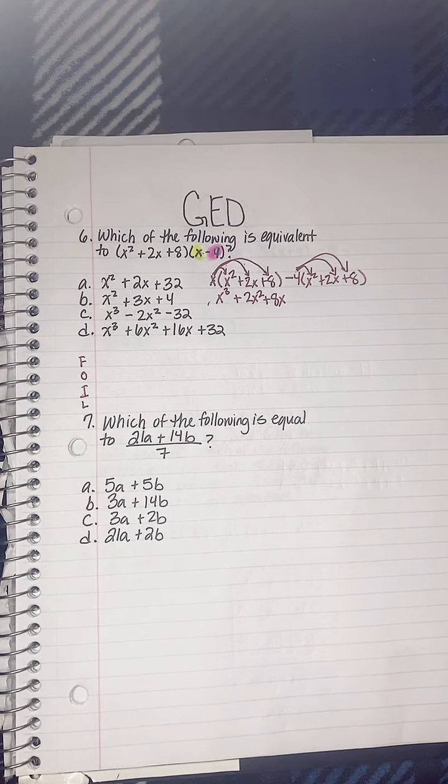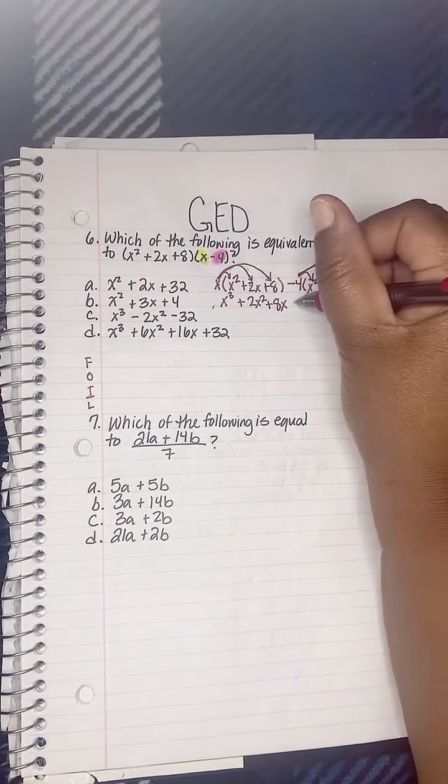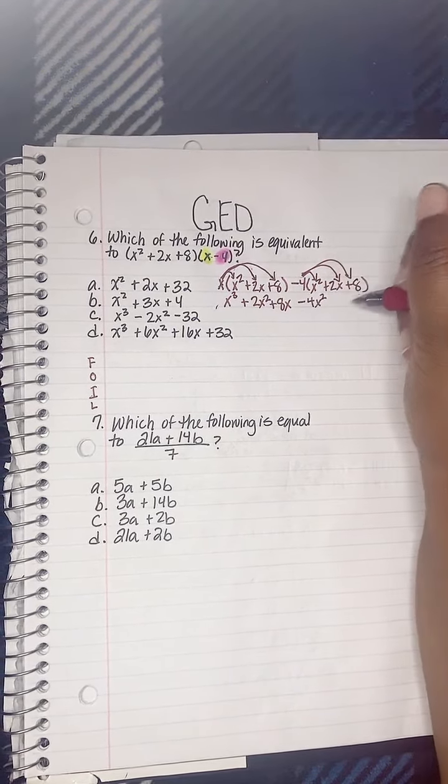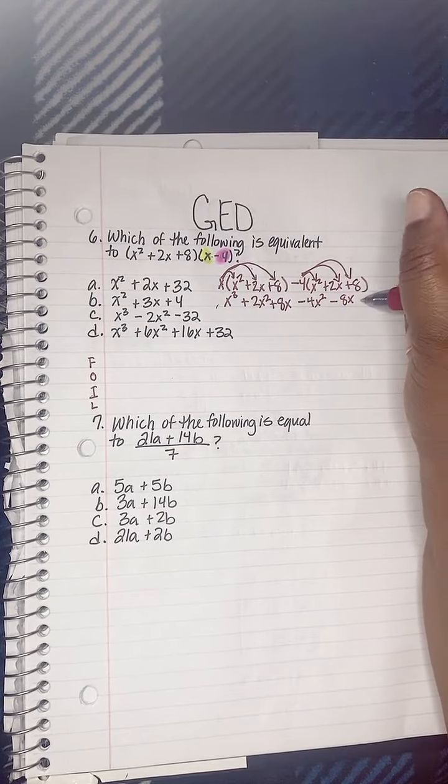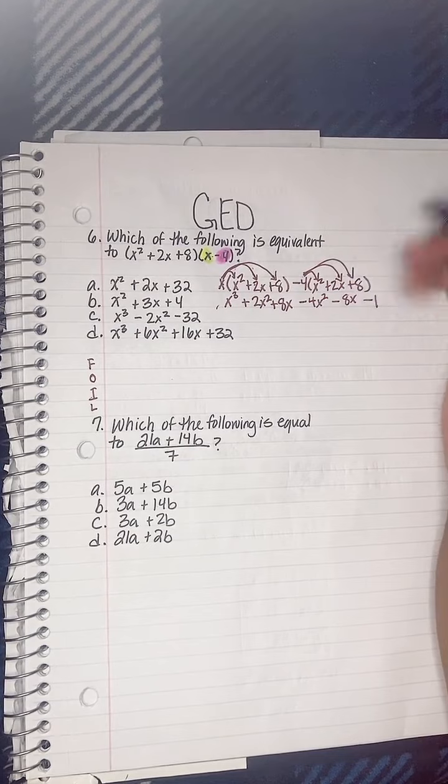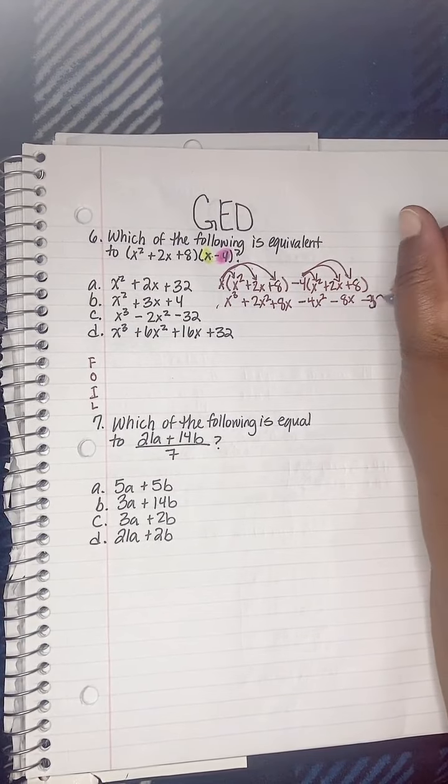All right. So I said -4x squared minus 8x minus, what is that? 4 times 8 is 32.